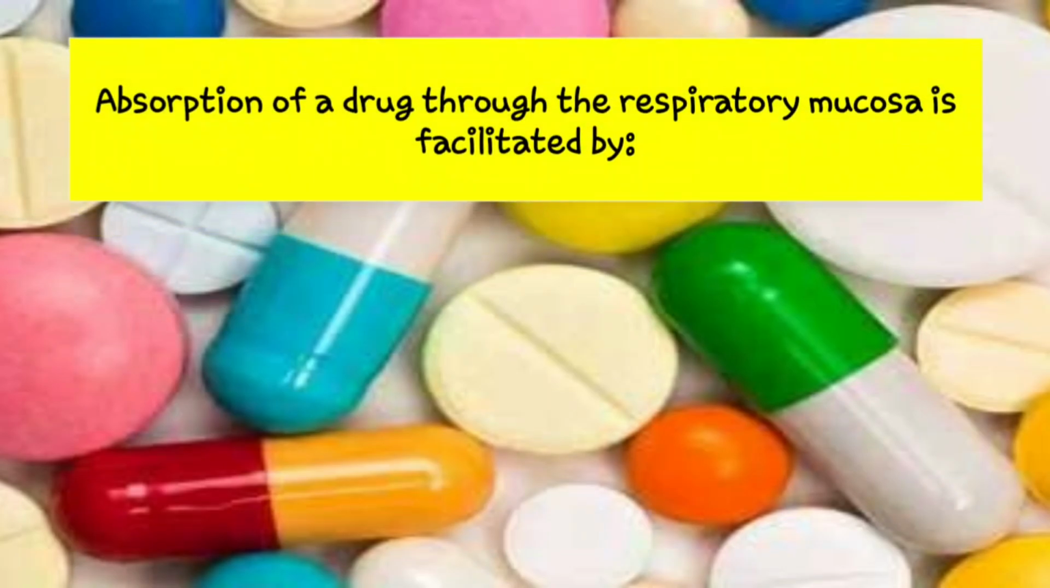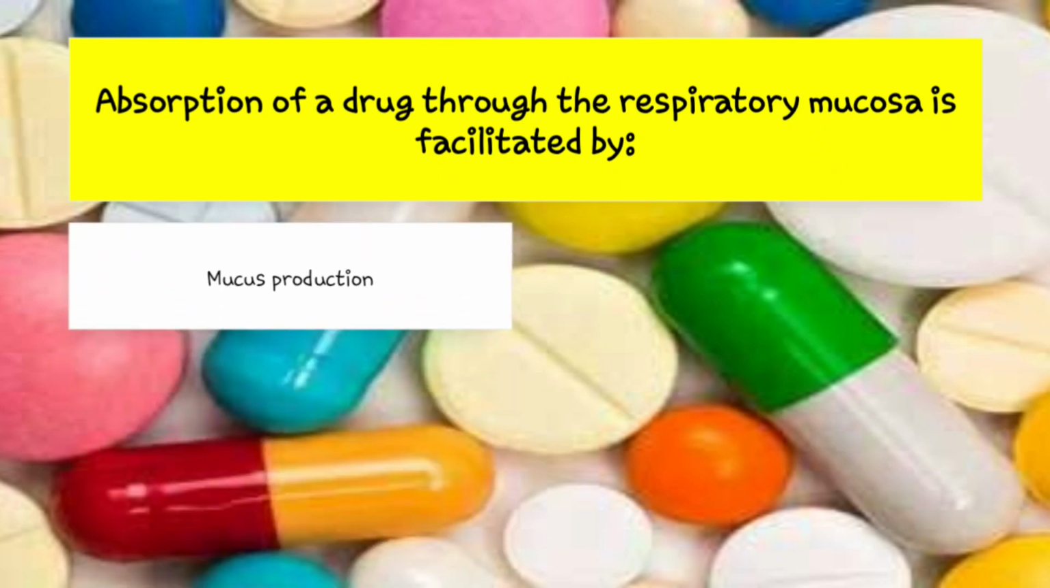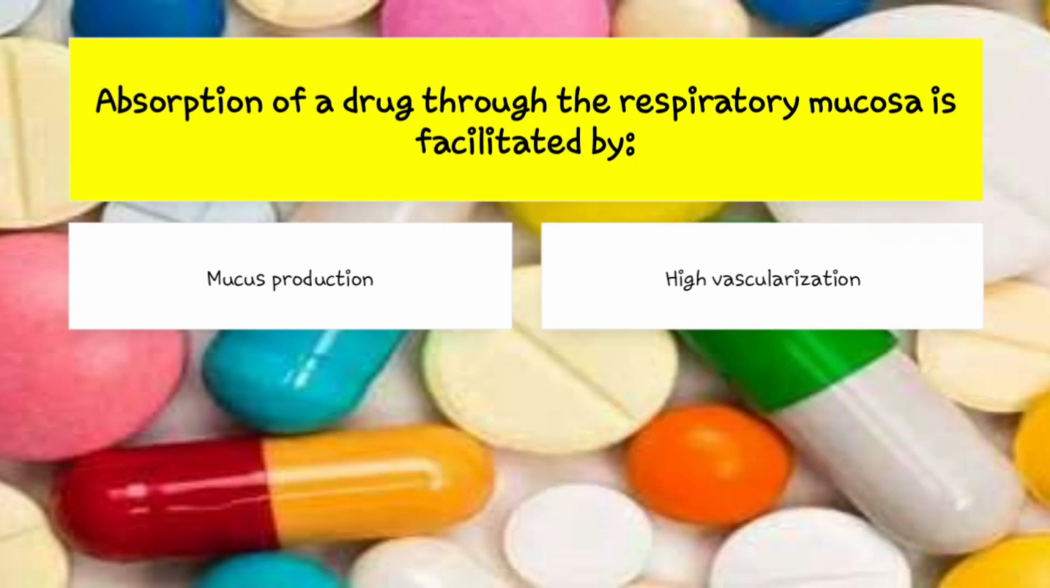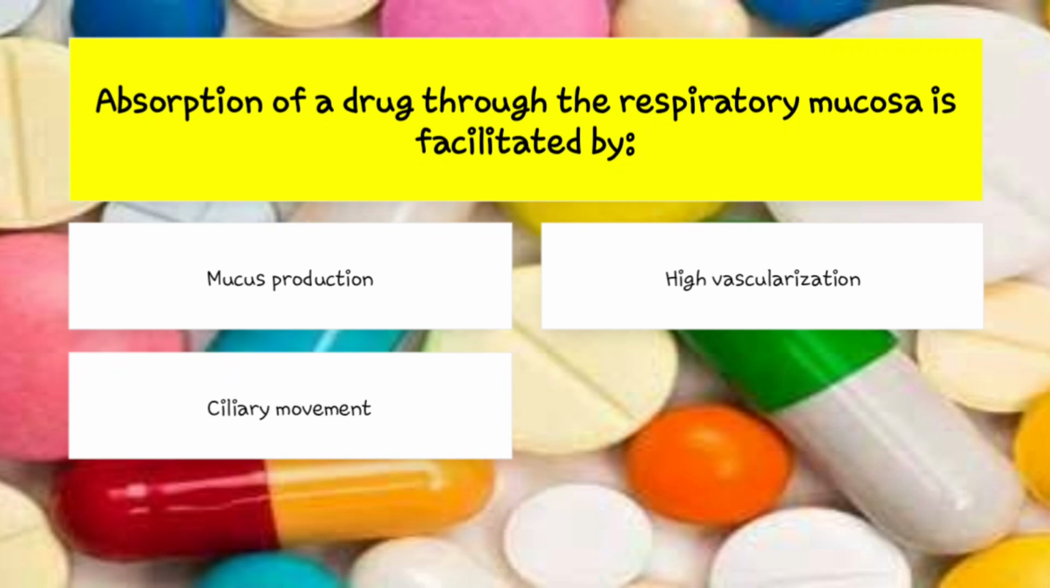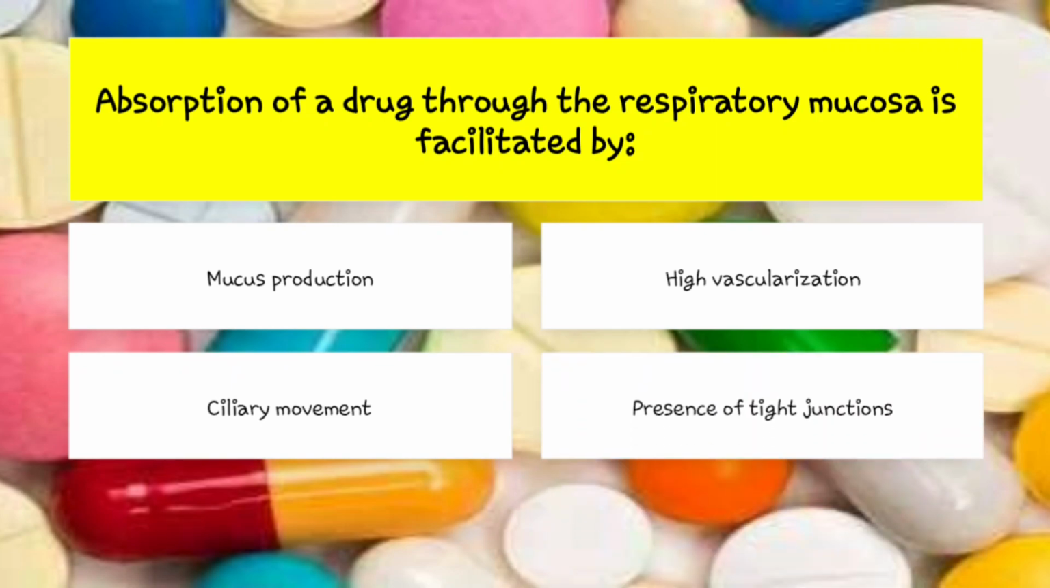Moving to next one. Absorption of drug through respiratory mucosa is facilitated by, and the options are mucus production, then high vascularization, next one is ciliary movement, and presence of tight junction. You can guess for the answer meanwhile. You have 10 seconds duration to think of.